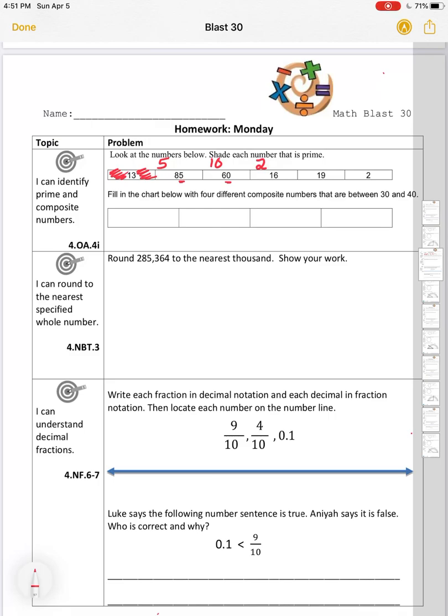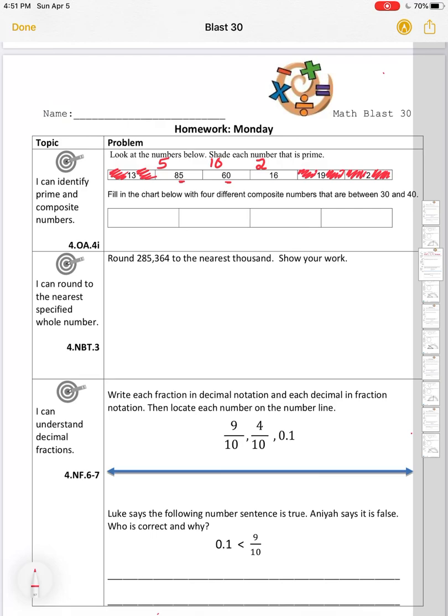19. 1 times 19 gives me 19. And those are the only 2 factors for 19. So I'm going to shade in the box here for 19, representing it as a prime number. 2. 1 times 2 gives me 2. And those are the only 2 factors for 2. So 2 is also a prime number.